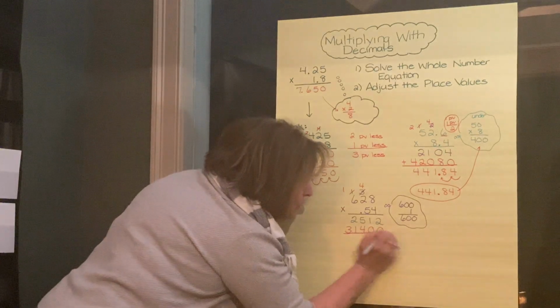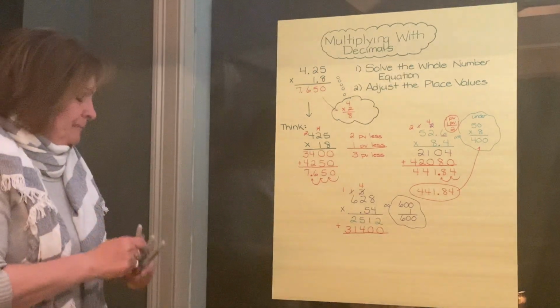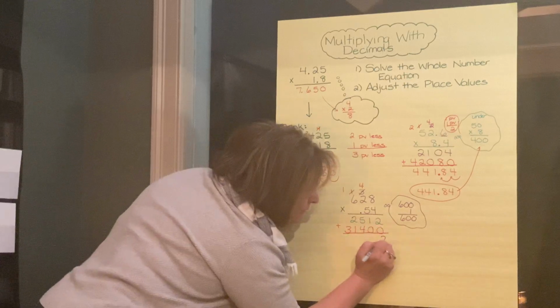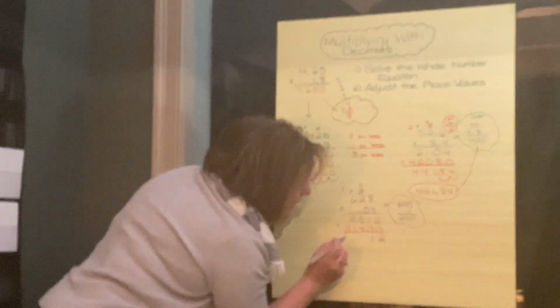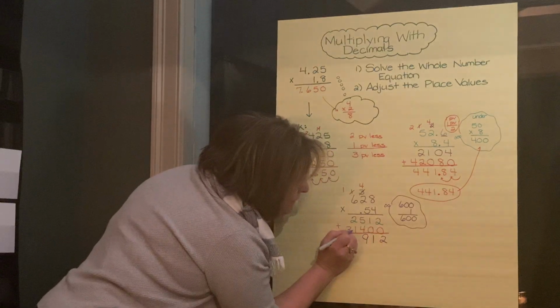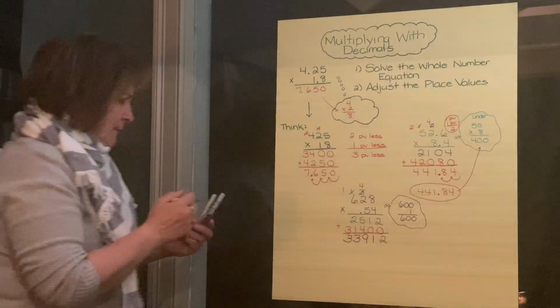Now I have both of my partial products, and I'm going to add them together. So I have 2 plus 0 is 2. 1 plus 0 is 1. 5 plus 4 is 9. 2 plus 1 is 3. And there we have a 3 here.